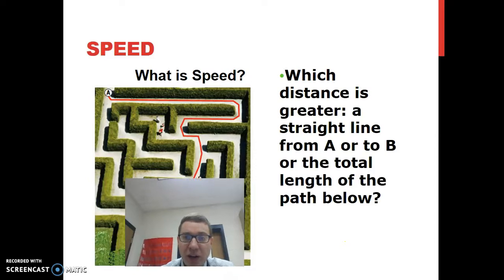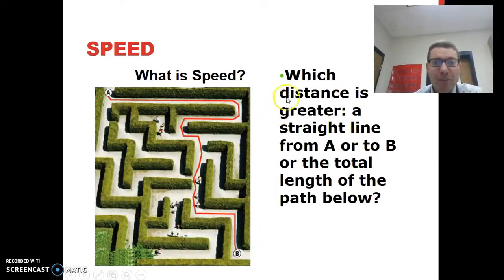So let's take a look at this picture here. Which distance here would be greater? A straight line from A to B, or the total length of the path, which is this red line going around? Okay. In class, we talked about how A to B would be the shortest distance and should be the quickest, because since the distance is decreased, the time it takes would be less, which increases my speed. So A to B straight line should be your quickest distance and easier to get there. Okay, the distance that's greater is the red line.